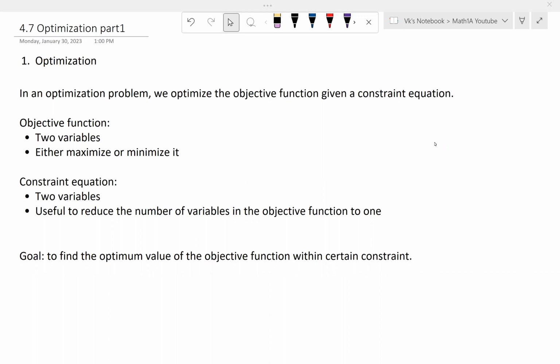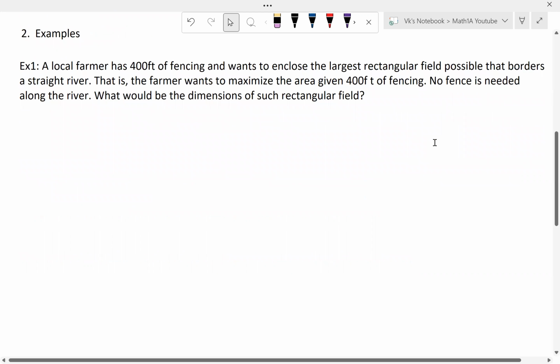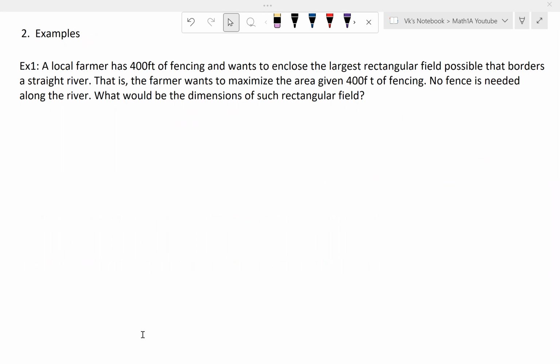Let's take a look at some examples. 2. Example number 1. A local farmer has 400 feet of fencing and wants to enclose the largest rectangular field possible that borders a straight river. That is, the farmer wants to maximize the area given 400 feet of fencing. No fence is needed along the river. What would be the dimensions of such a rectangular field?